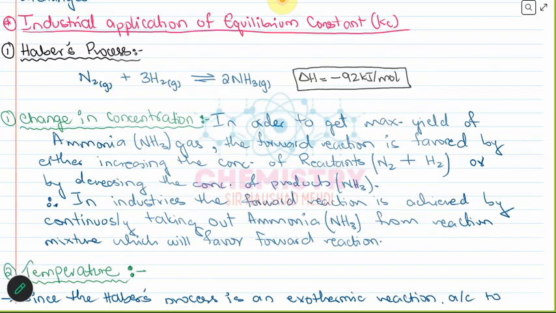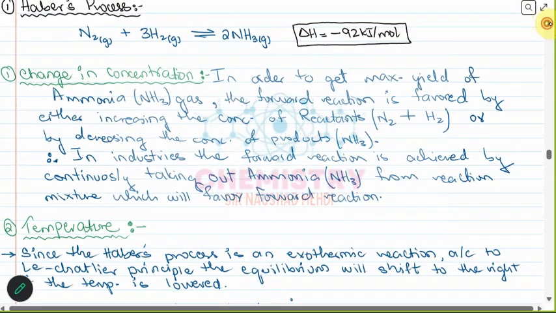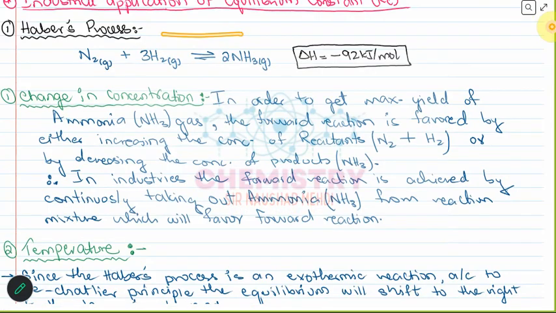Okay. So let's start first. We are looking at the factor of change in concentration. So at equilibrium, how are we going to change the concentration so that we can get the maximum forward reaction? Because when the reaction will go forward, we get more and more ammonia gas. So how, by changing the concentration, can you achieve a forward direction?